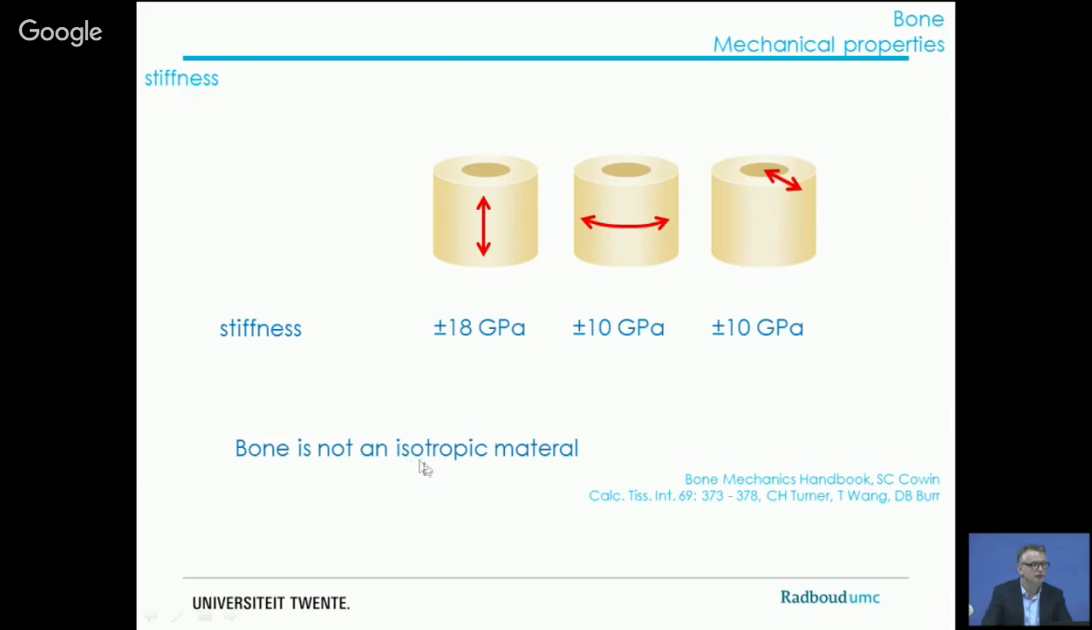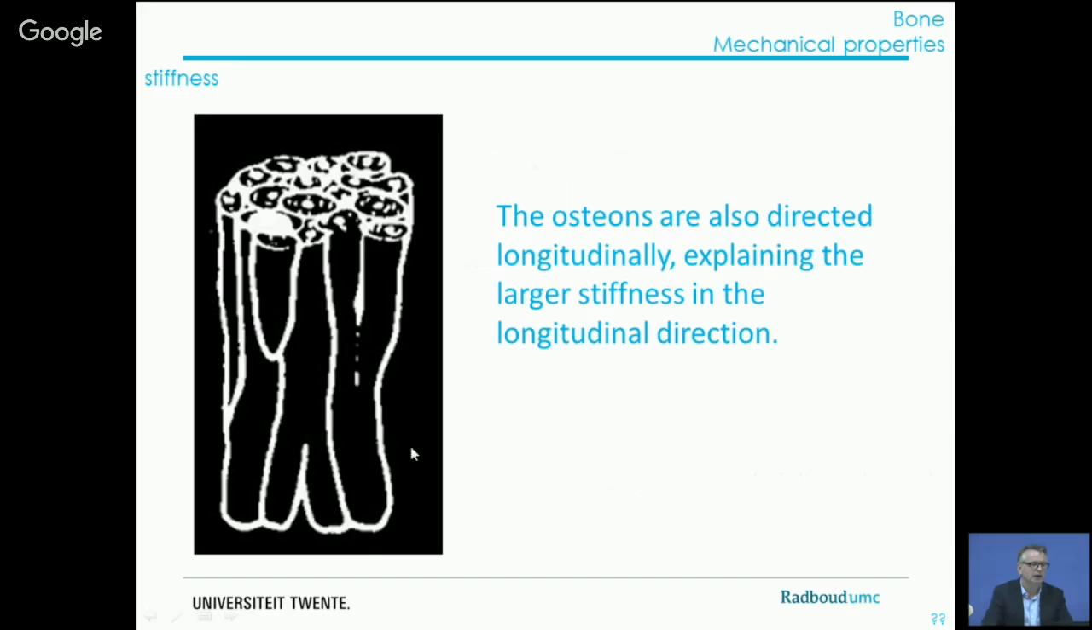So we say bone is not isotropic, but it's anisotropic. And that bone is stronger in that direction is also because the osteons, that tube structure, is in this direction.